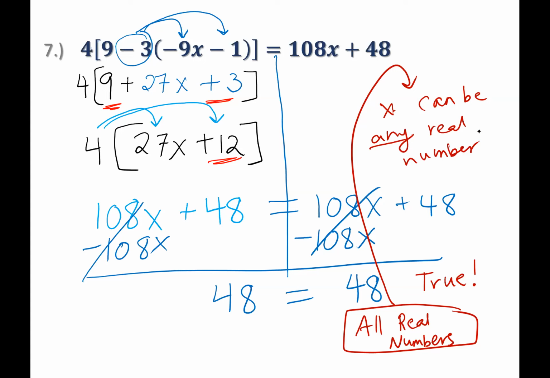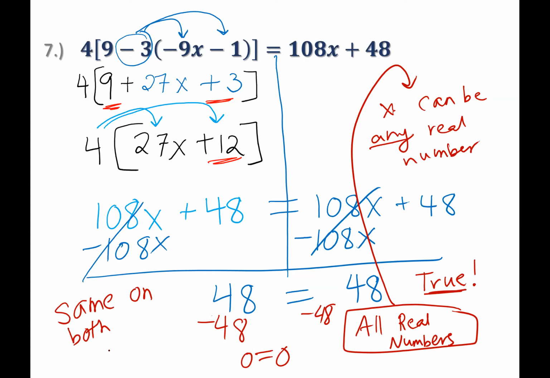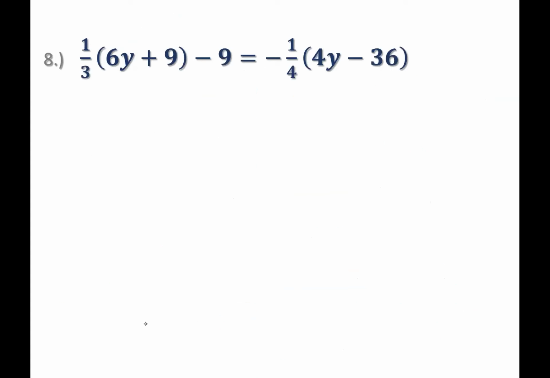Now, maybe you didn't stop at the 48 equals 48. Maybe you'd keep going. Maybe you'd subtract 48 on both sides. Okay, then you end up with 0 equals 0. Still true. Okay, so still you'll end up with the same result. So the 48 isn't really the important part. The fact that you have the same number on both sides. So I'm going to say same on both sides. That's why the answer is all real numbers.